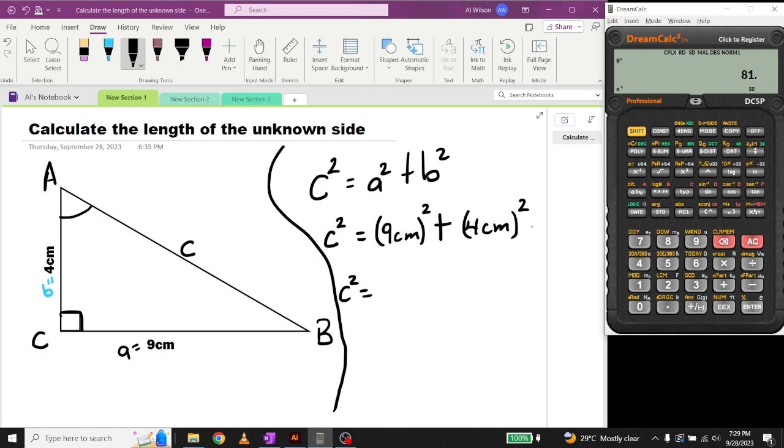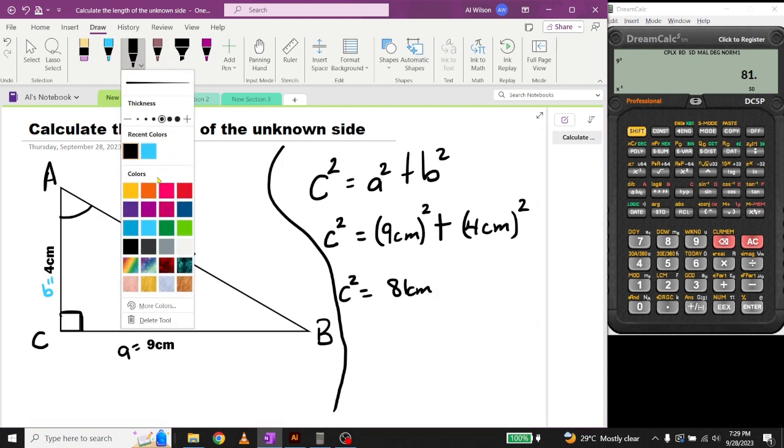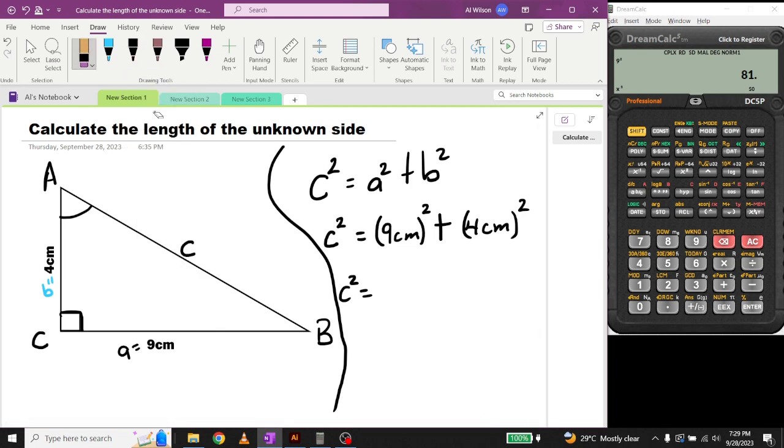Now if this doesn't happen for you, it means that you need to press the equal or enter button on your calculator. So 9 cm squared is 81 cm squared. Let me make this a little bit smaller so I can write a little bit better. So this is going to be 81 cm squared plus, now we have 4 cm squared. So we're going to do 4 and tap x squared. Notice this is all you need to do. This is why practice is very important, and you should practice using your calculator as you prepare for CXC.